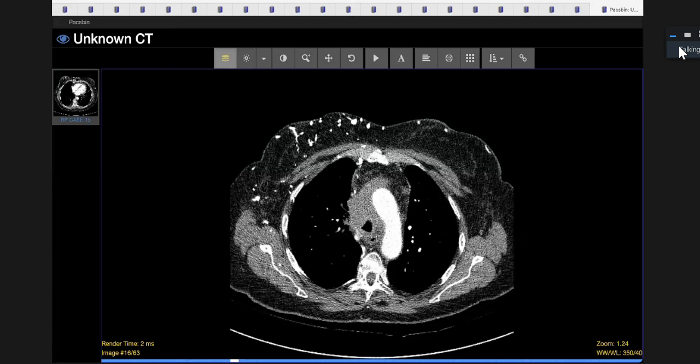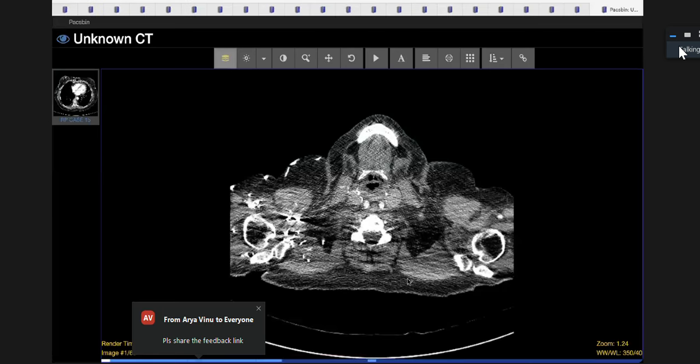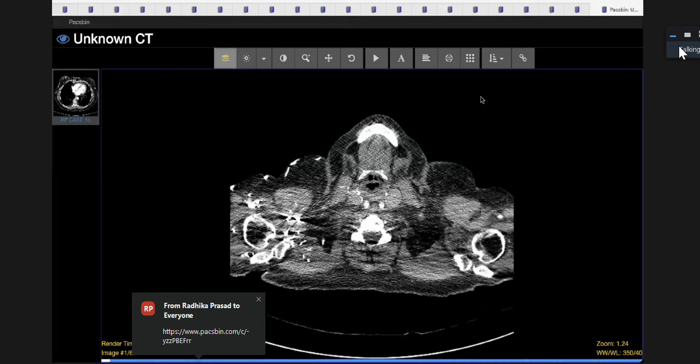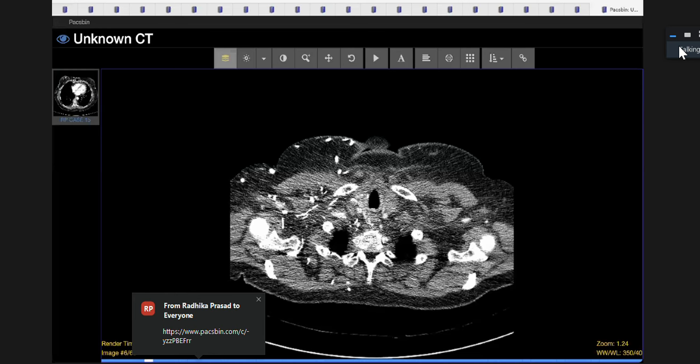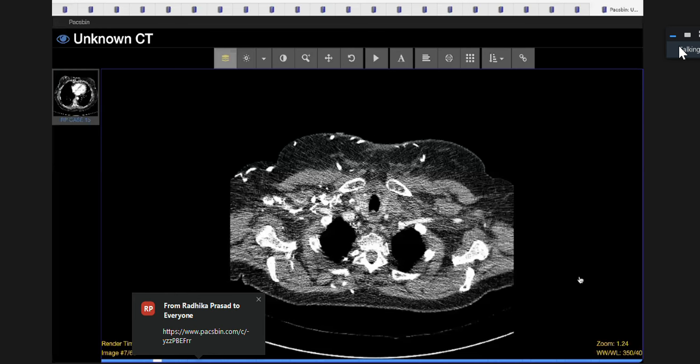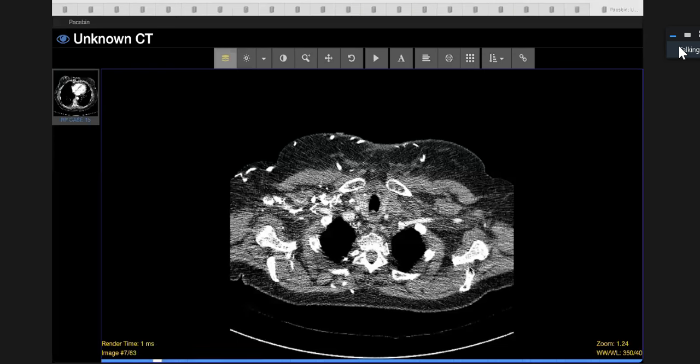Okay, here we go. Next case. Another one. Next case. Okay, let's see as many as you can. There you go. Fibrosing mediastinitis. No, I think it's cancer with lymph nodes.